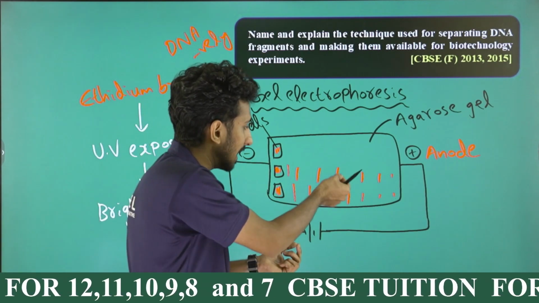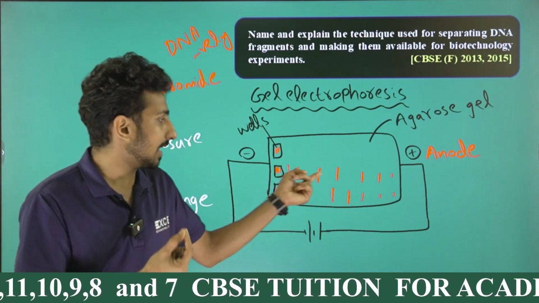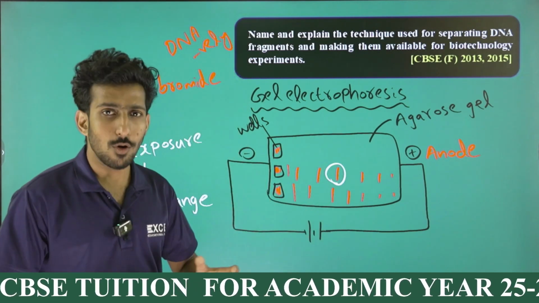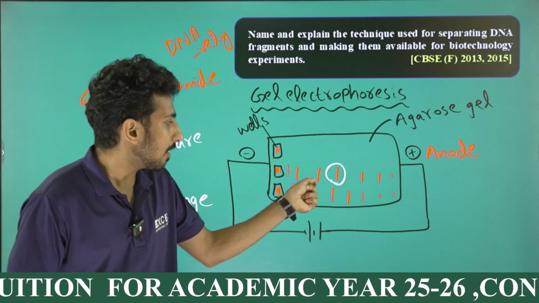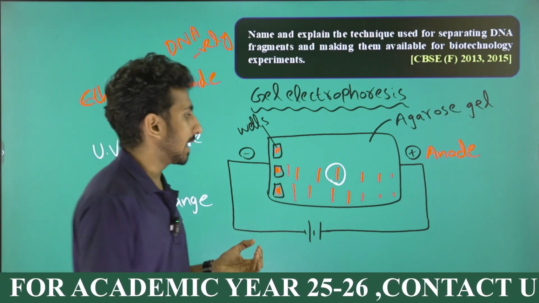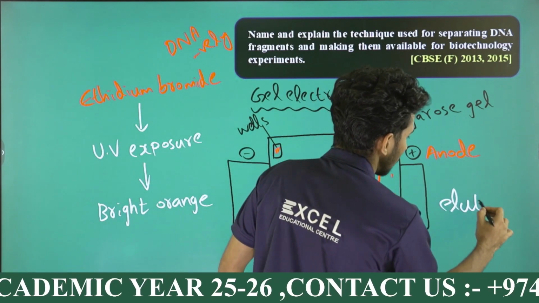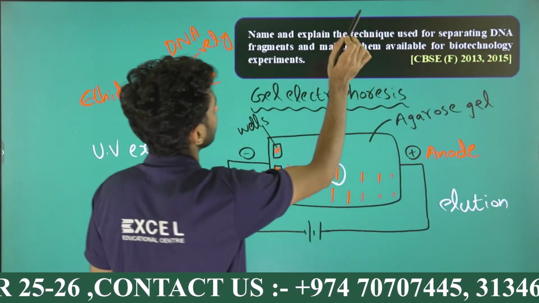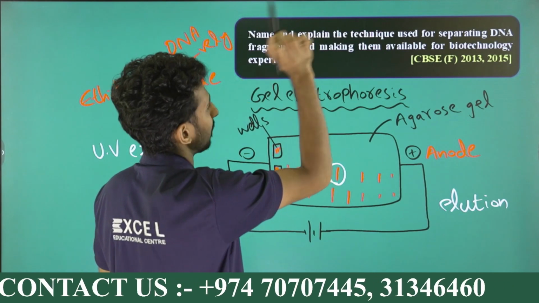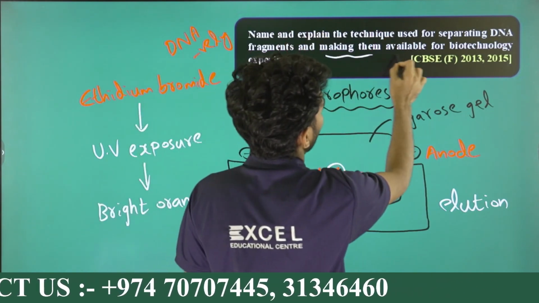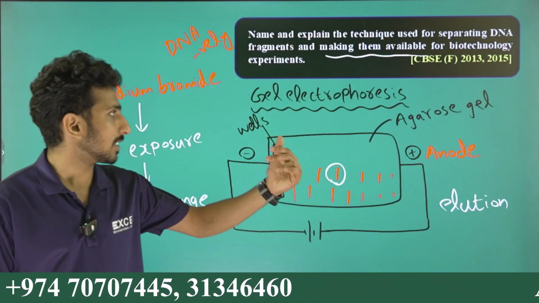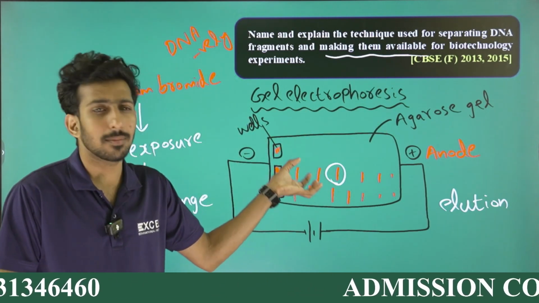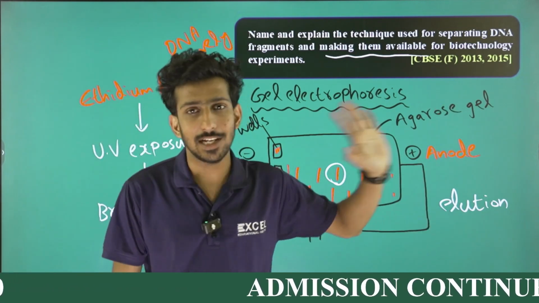Now you can take out your desired DNA fragment from the gel piece by a process called elution. For the exam: name the experiment, explain the technology used for separating DNA fragments and making them available for biotechnology experiments. The process is gel electrophoresis, and extraction of the DNA fragment from the gel piece is by elution.